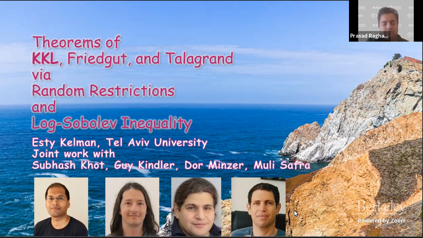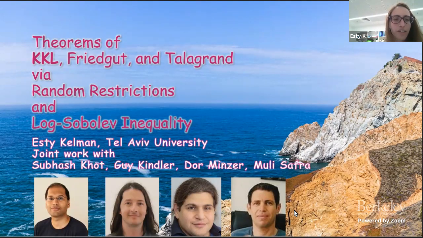So, okay, I will talk about the work that Avishai presented. This talk is about KKL type results, and I will explain why I call all of them KKL type. We use an alternate proof for the KKL and the other theorems. I will show in this talk only the proof for the KKL, but the same techniques work also for the Friedgut-Kalai-Naor theorem and the Talagrand inequality. This is joint work with Subhash Khot, Guy Kindler, Dor Minzer, and Muli Safra.